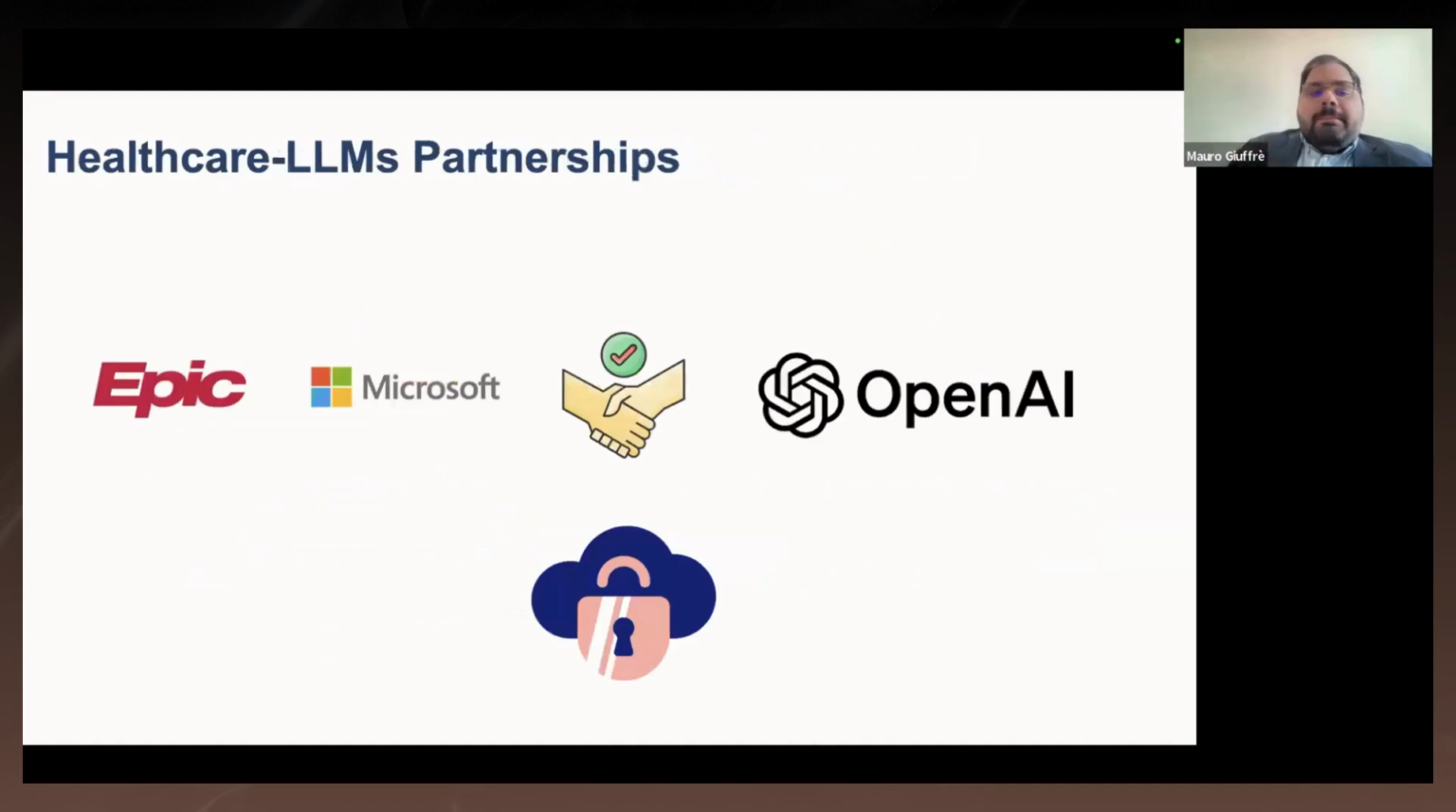However, there are some partnerships that are happening right now in the US, for example, between Epic, which is the system that is employed in almost every hospital in the US, and OpenAI. So we have local ChatGPTs that we can use, hosted on the hospital server. So there is no exchange of information between OpenAI, the company, and the hospital servers.